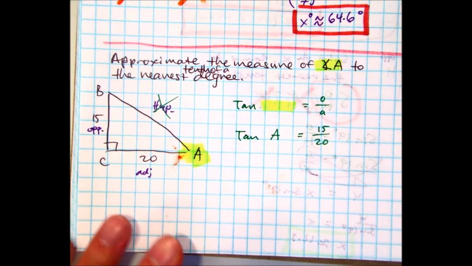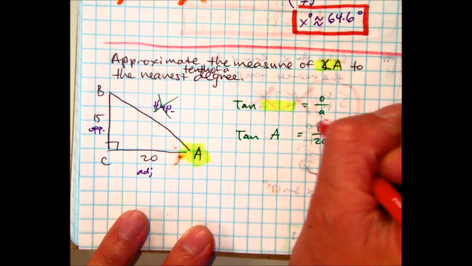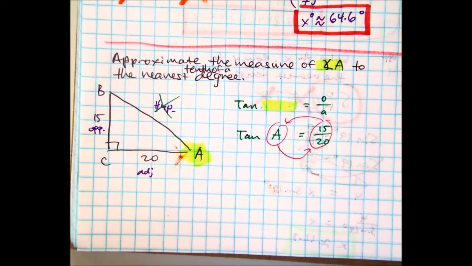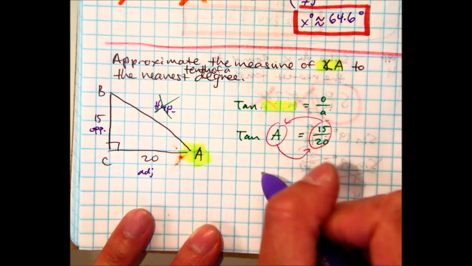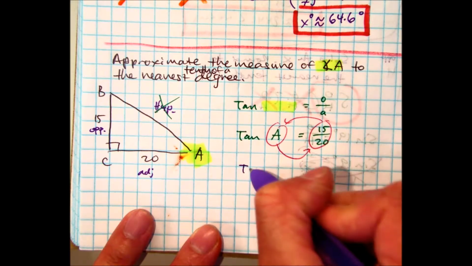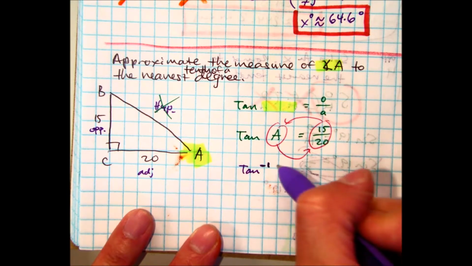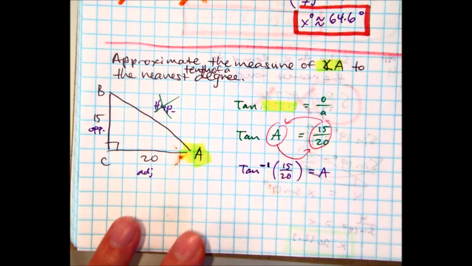How do I show the inverse? How can I show switching? Everyone say arrows? Arrows. Jarrell, what should I write? The inverse of tan. How do I show the symbol of inverse? Tan to the power negative 1. Uh-huh. What do I write? 15 over 20 equals. Let's put in our calculators.